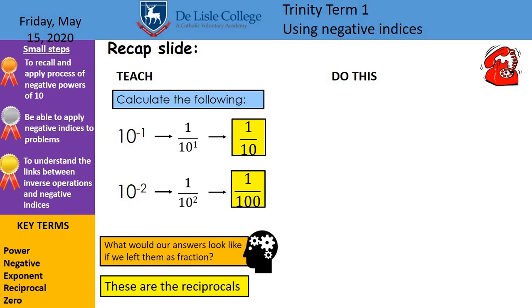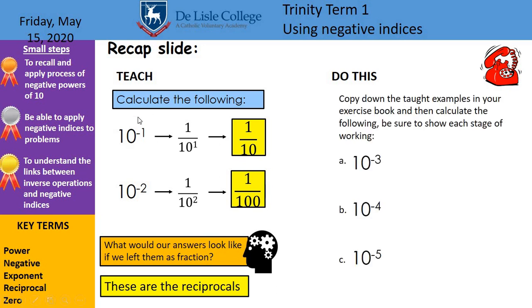If you could please copy down these taught examples for me, and then have a go at these calculations in your exercise book. Leave your answer as a fraction at the end and make sure you show the stages as they have been shown here. Please pause the video as you do this.